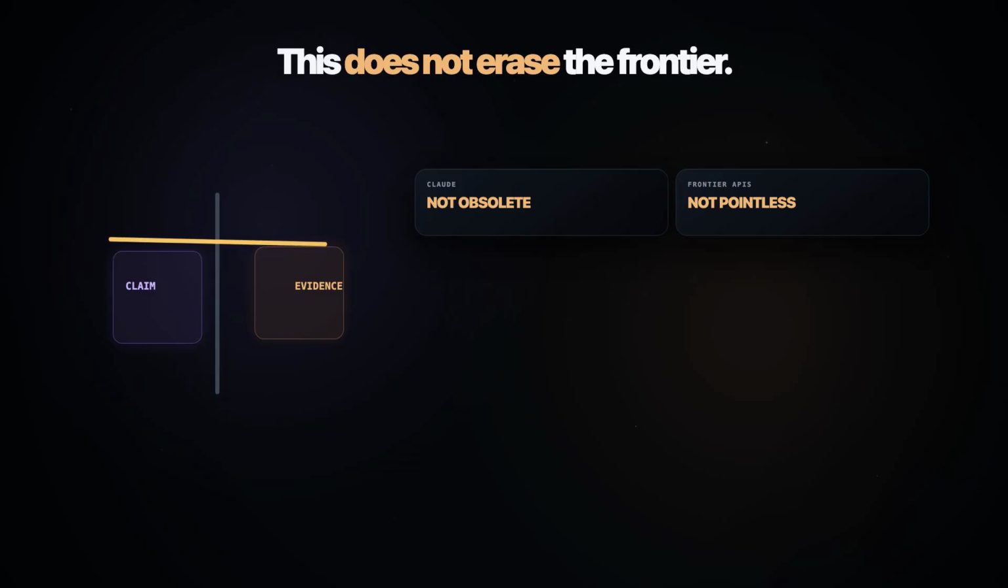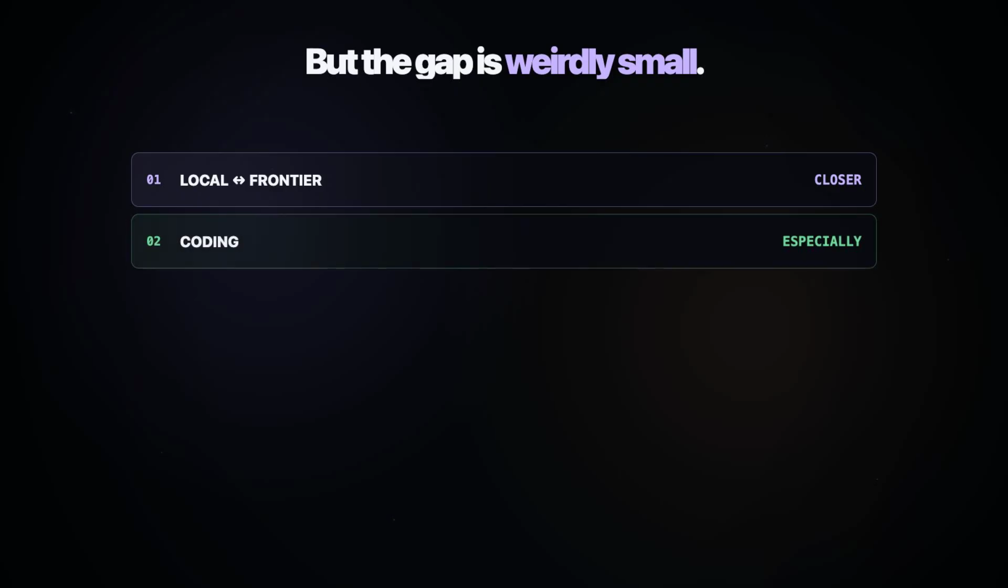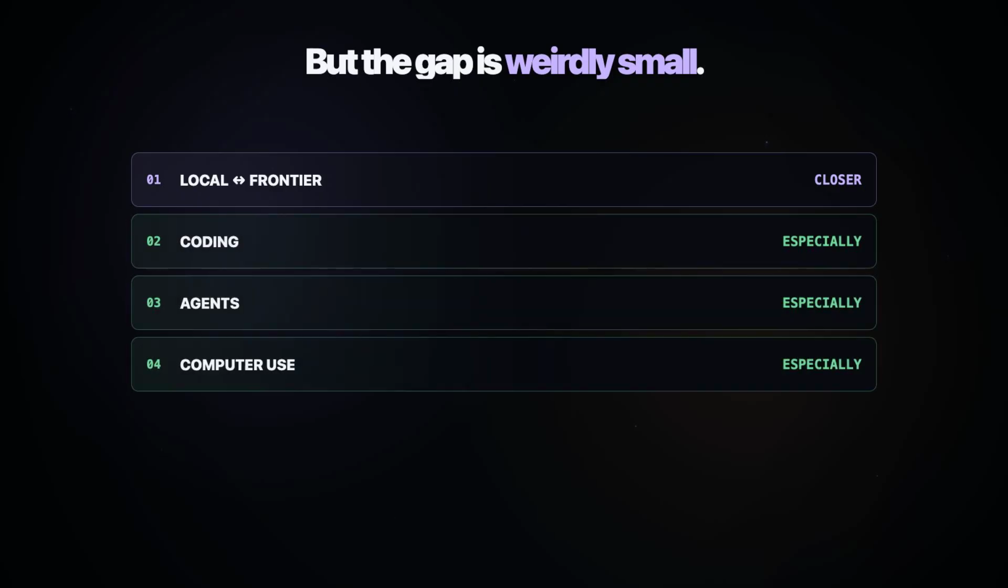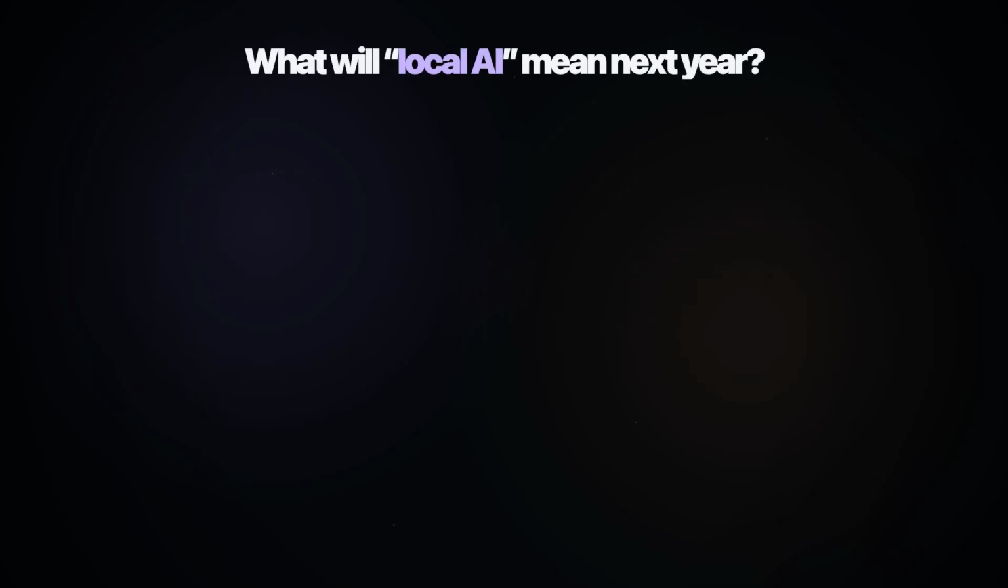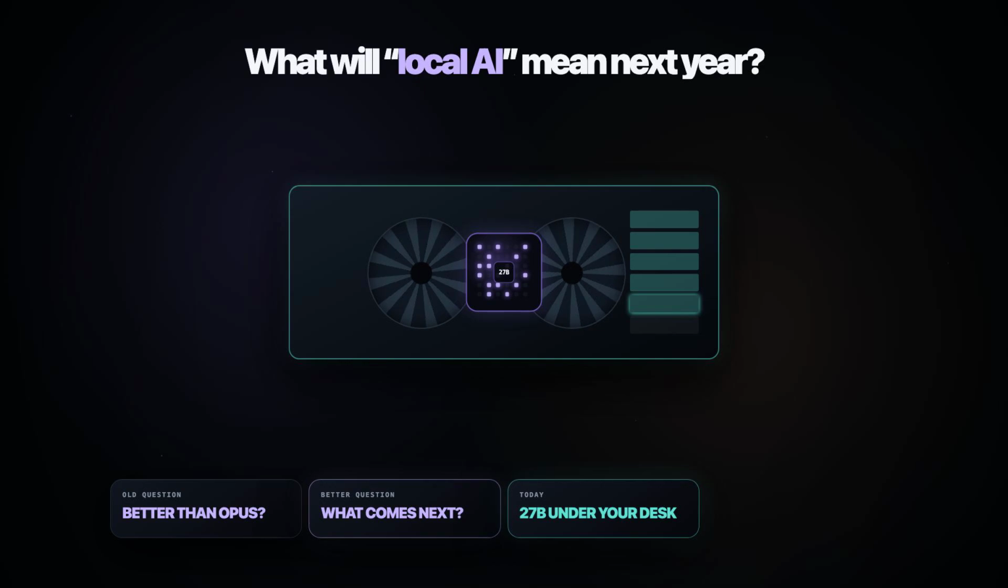It does not make frontier APIs pointless. And it definitely does not mean every $500 GPU has an Opus hiding inside it. But the gap between local model and frontier model is getting weirdly small in very specific workloads, especially coding, especially agents, and especially computer use. So maybe the real question is not, is Qwen 3.8 better than Claude Opus? The better question is, if a 27B model running on a graphics card under your desk is already this close, what exactly will local AI mean 1 year from now?